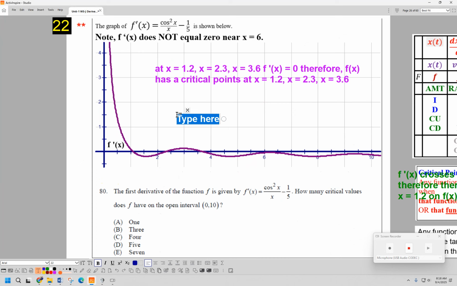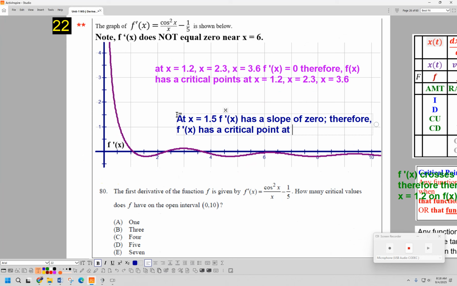Go, Brig. 1.5. Let's look at it. So let's say at x equal 1.5. Oh, that's really good, Brig. That's really good. f prime has a slope of 0. Therefore, f prime has a critical point or critical value at x equal 1.5. Raise your hand if you knew that before Brig said it. 2 more.